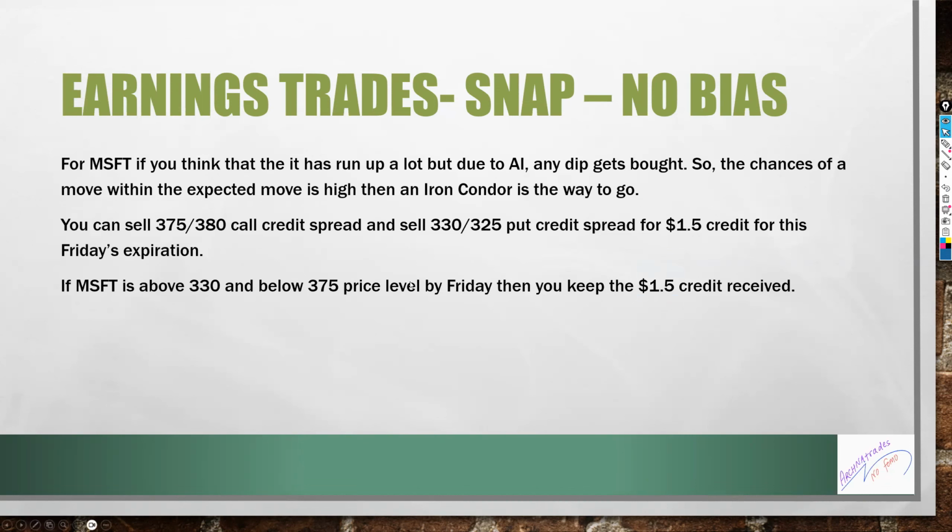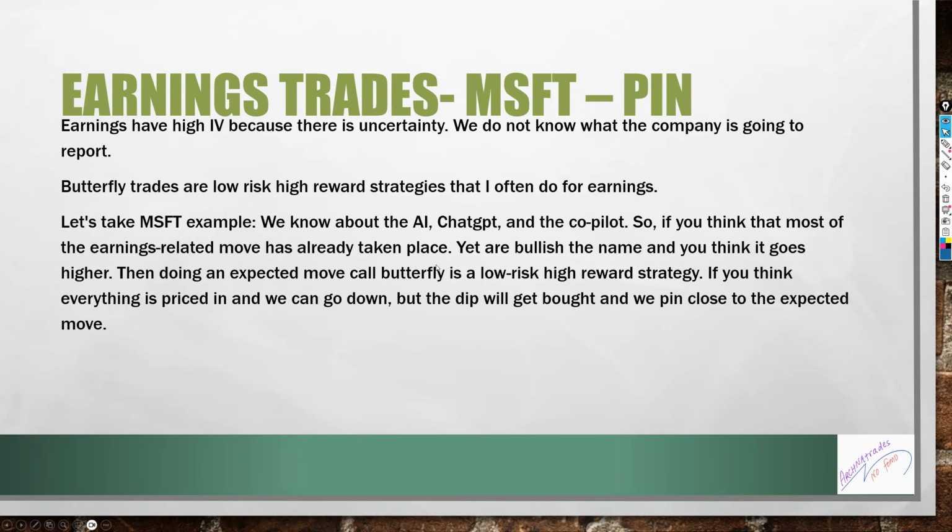Now there are other ways to do it. That was the iron condor, but that's after the earnings that you already know, right? What if you think, I don't know where Microsoft goes. I do not know where it goes, but I think it goes to the expected move, either up or down. Which means it's at 350. If it goes down, I think it touches 325.